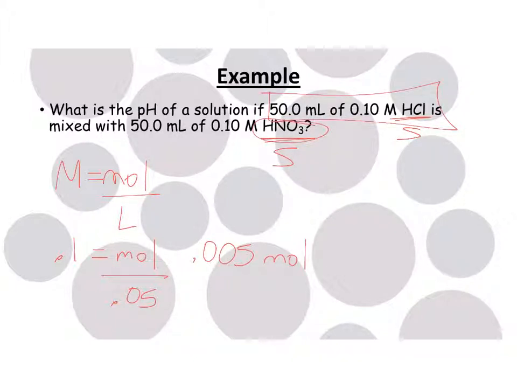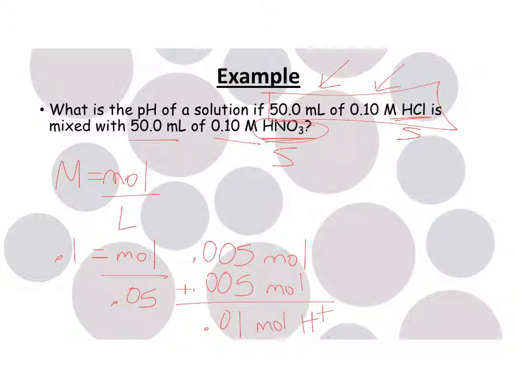We also know that HNO3 is a strong one, and because it has the exact same values, it makes my life very simple this time, because it just means that I also have 0.005 moles of H plus in the HNO3 as well. So this is how many moles of H plus I have total. So I've got 0.01 moles of H plus total divided by my total volume. So my volume is 50 plus 50, so that's 100 milliliters, so 0.1 of a liter.